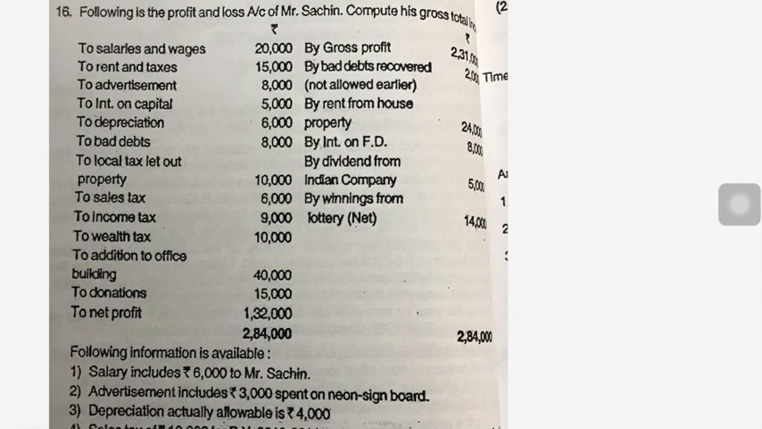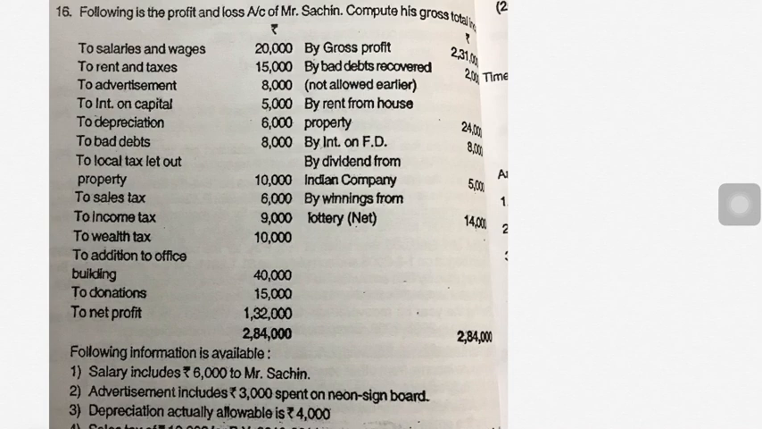Now let's see the debit side. To salary and wages, to rent and tax, both are P&L items. Next, to advertisement, 8000, P&L item, not a problem. Next, to interest on capital. Now interest on capital is not a P&L item, correct? So for interest on capital, you have to remove the effect on net profit. What will you do? You will add it back, correct? So 5000 you will add back.